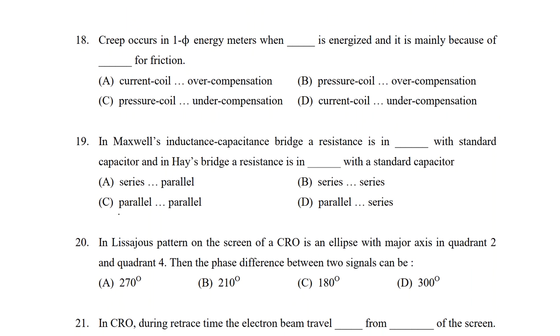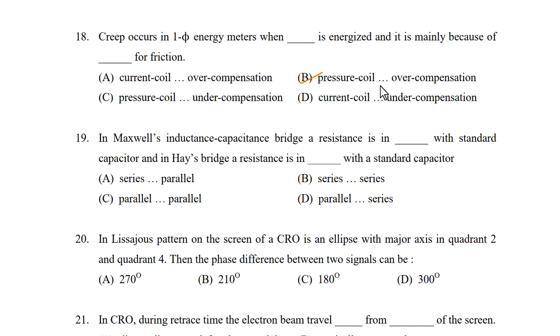Creeping error. Creep error in a single phase energy meter when dash is energized, and it is mainly because of dash for friction. Creeping error occurs especially when the pressure coil is energized and the compensation is overcompensation. Because of that, the disk will rotate even when the current is zero. The current coil is not energized, but the pressure coil is energized, and due to overcompensation the disk starts rotating. So even though you are not using electricity, you will get a bill. This especially happens in energy meters.